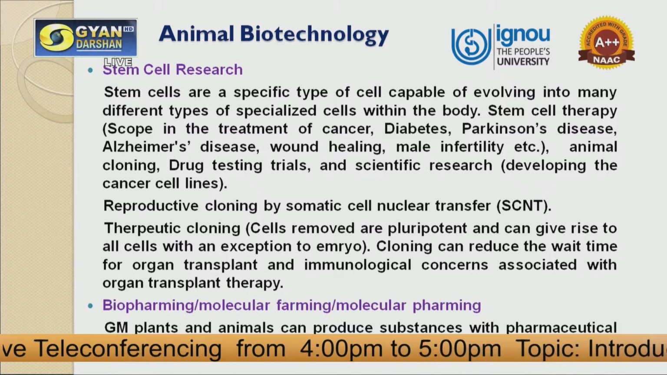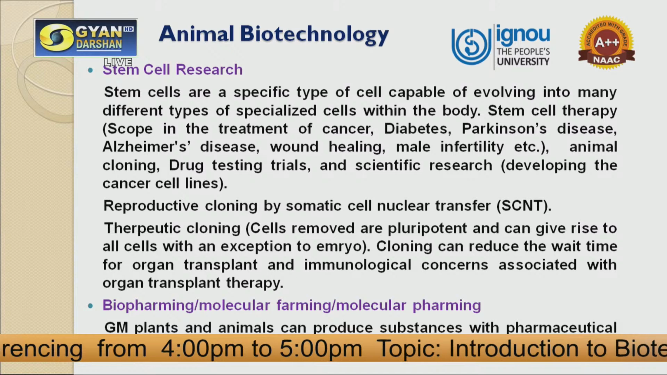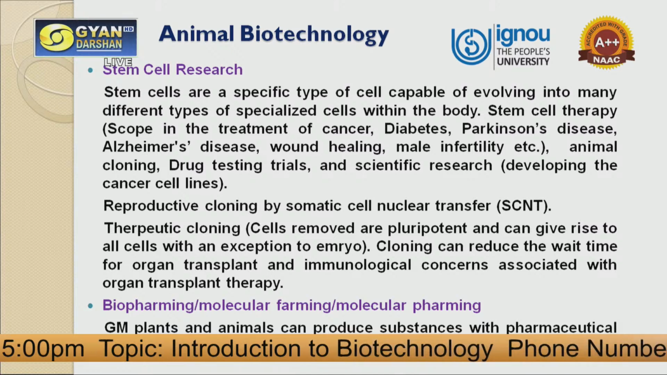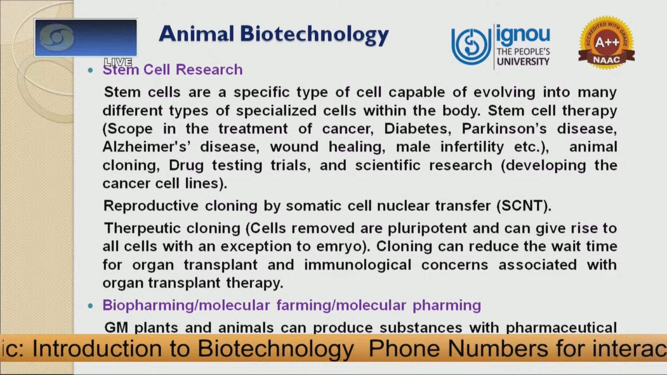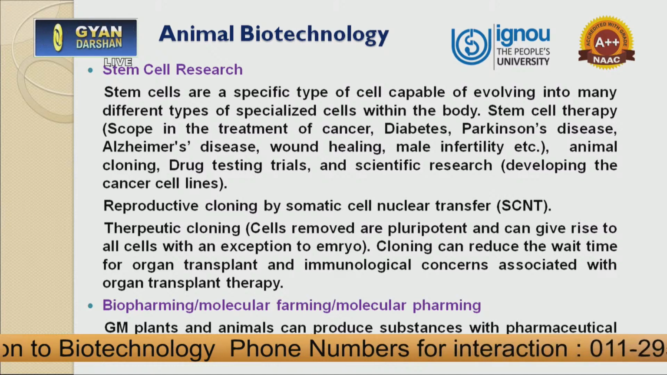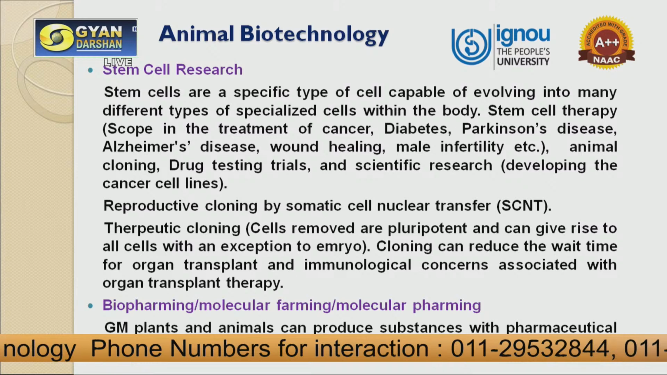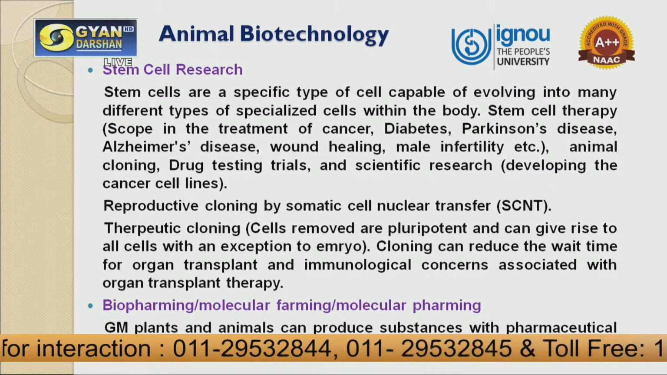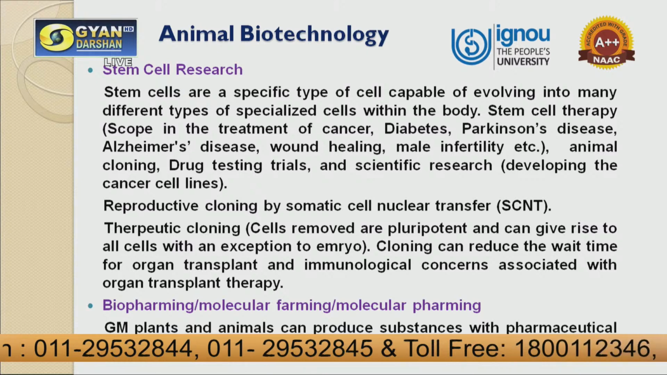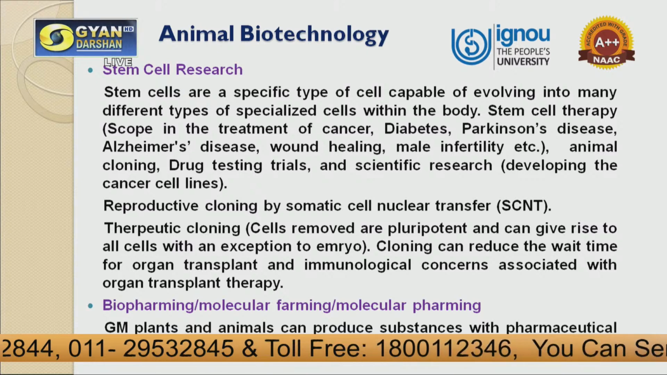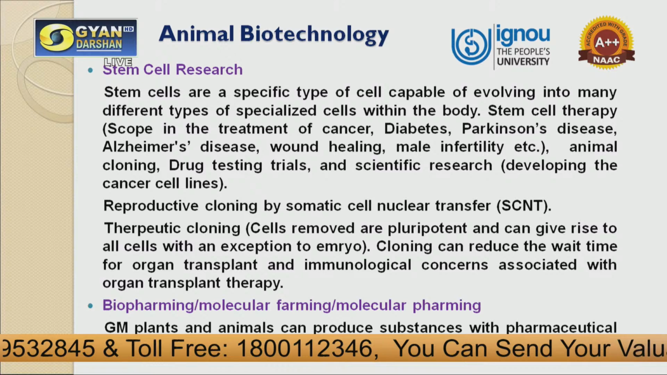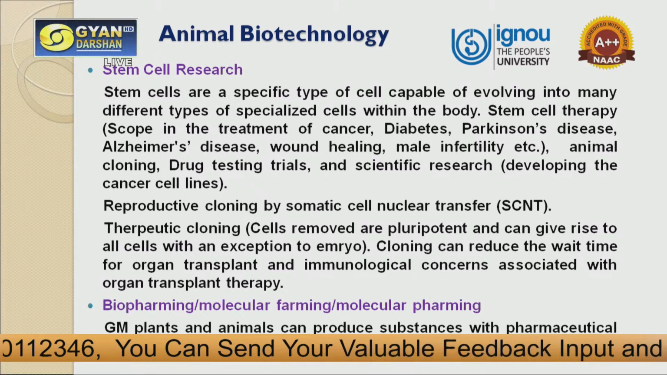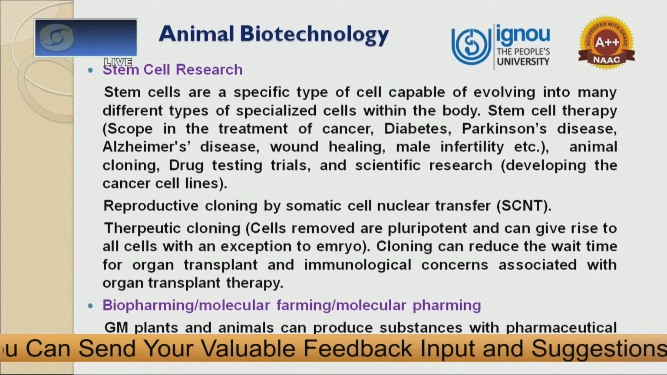Reproductive cloning by somatic cell nuclear transfer, SCNT, I have already discussed in the previous slides, is one of the options, like the cloning of Dolly was one example. Then therapeutic cloning can be achieved by animal biotechnology, where cells can be removed that are pluripotent and can give rise to all cells with an exception of the embryo.